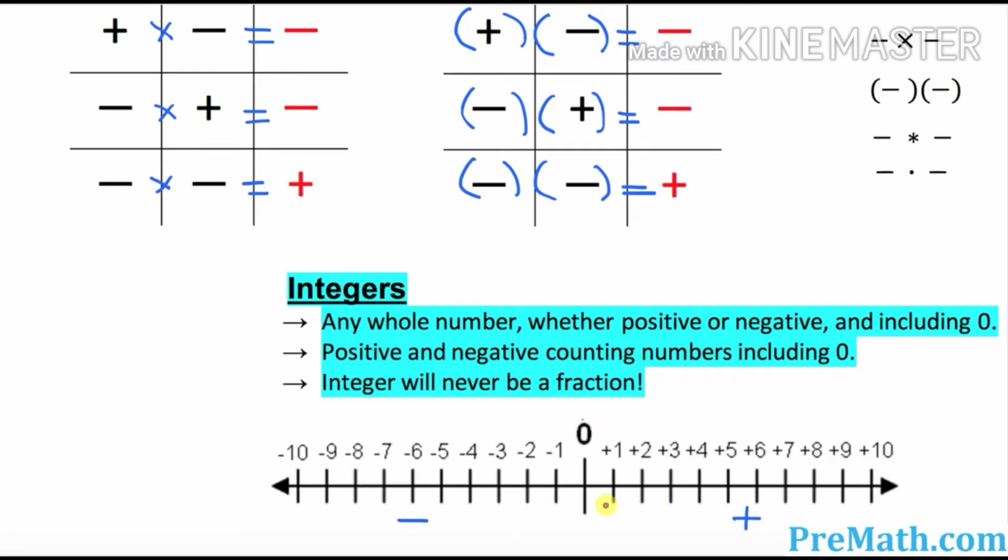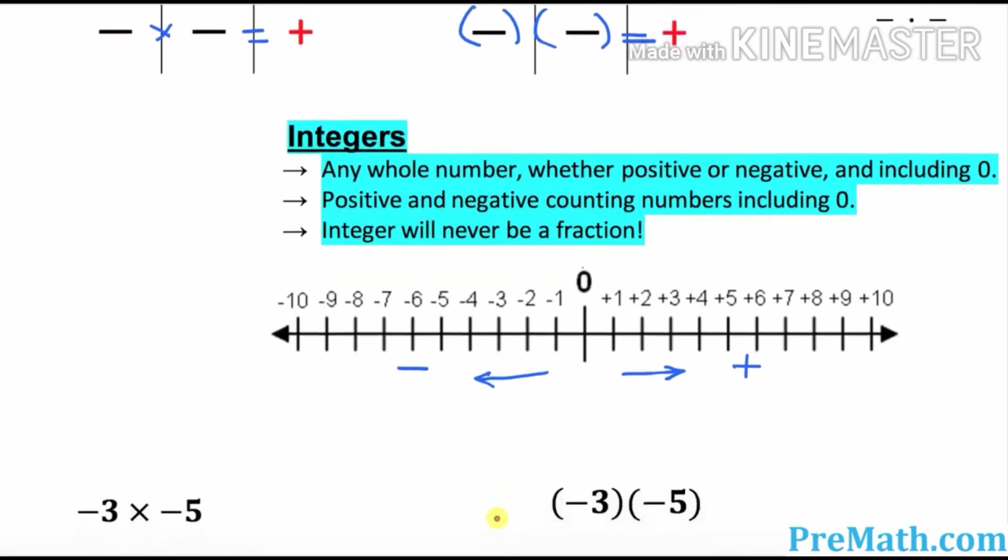One more thing to keep in mind on this number line: if you go towards the right, the numbers tend to increase, and if you go leftward from zero, the numbers tend to decrease. So once again, going towards the right, numbers increase, and going towards the left, numbers decrease. Let's go ahead and do a few examples.